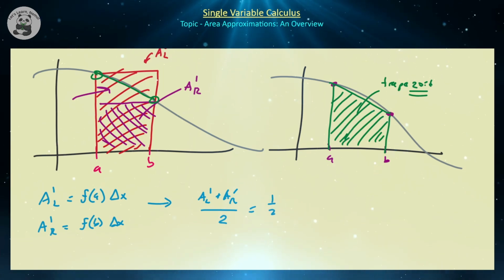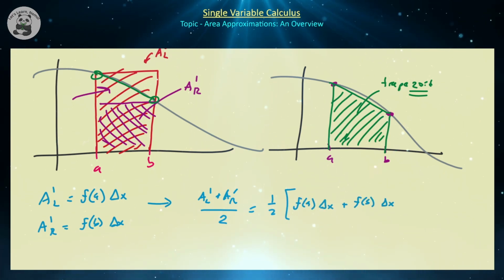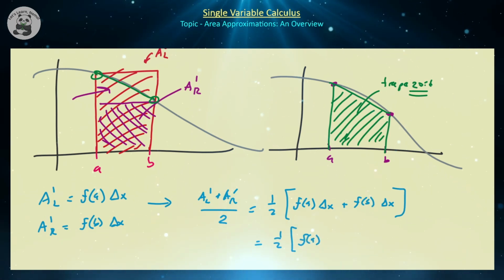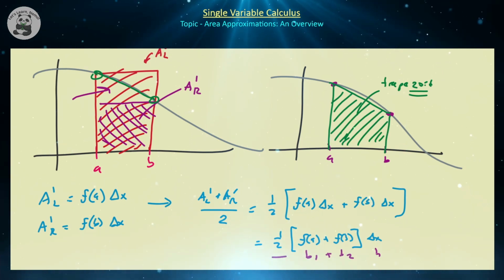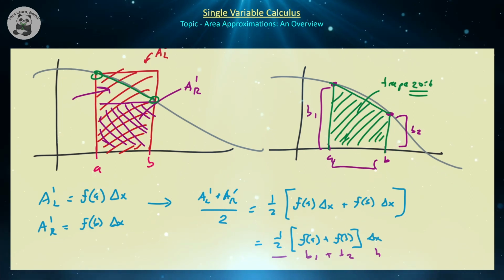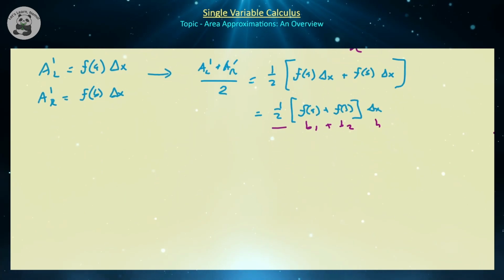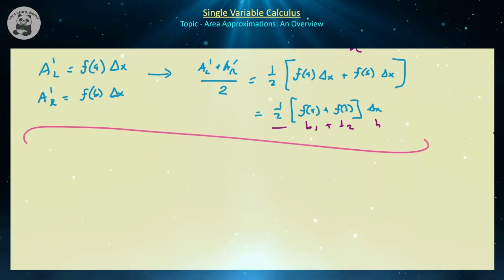So that's obviously going to be equal to 1/2 of f of a delta x plus f of b delta x. In this, delta x can be factored out, so we're going to have 1/2 of f of a plus f of b times delta x. If you remember the formula for the area of a trapezoid, it's 1/2 (b1 plus b2) times the height. It's just sitting on its side, right? So this is b1, this is b2, and this is our height, and that's just the area of a trapezoid. So we've derived the area of a trapezoid formula.